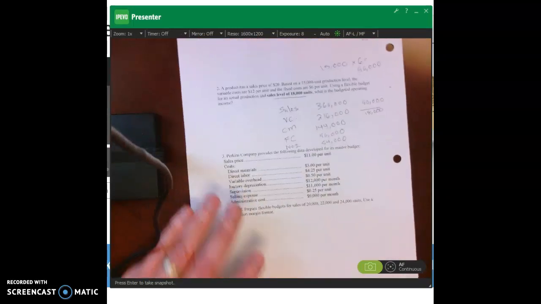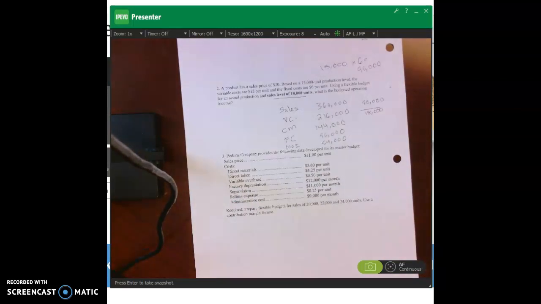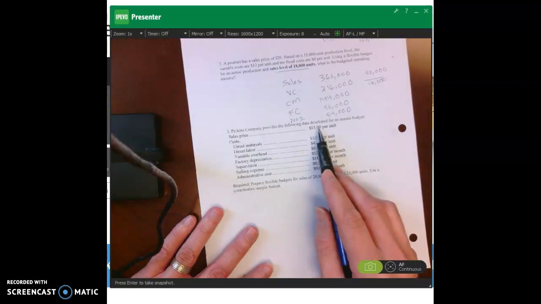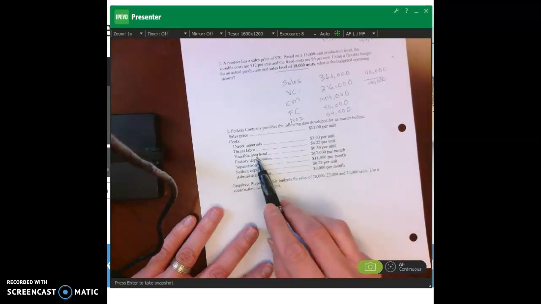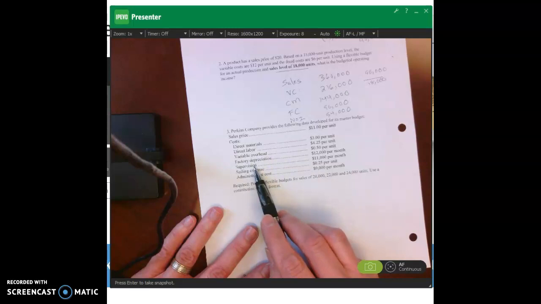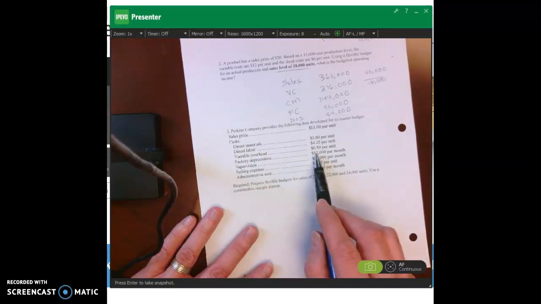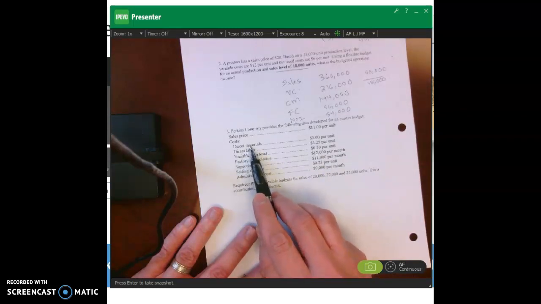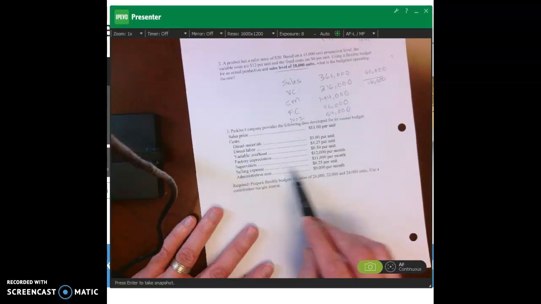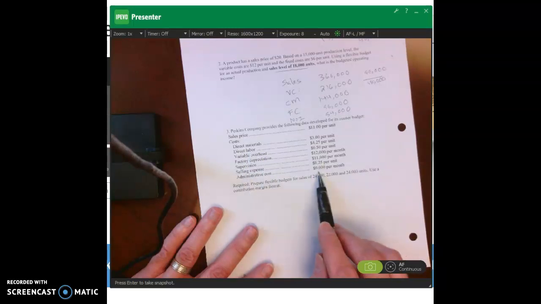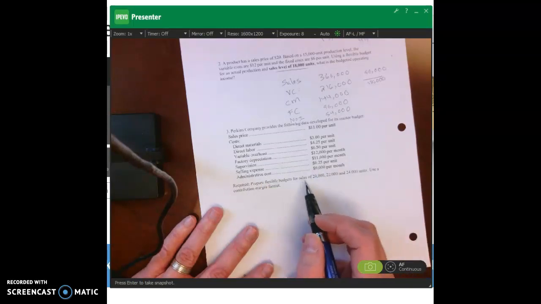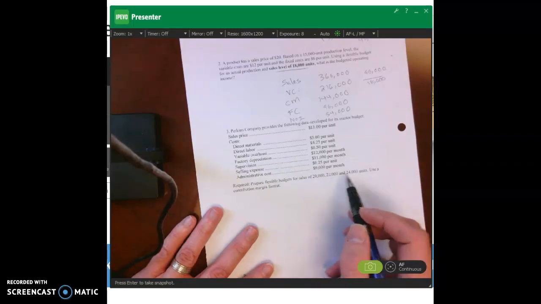Let's look at this final question, which is our Perkins Company. It provides the following data for its master budget. We have our sales price at $11. Our materials, labor, variable overhead, depreciation, supervision, this is fixed, this is fixed. Selling expense is variable, variable overhead is variable. Direct labor we know is variable. Direct materials we also know is variable. Selling is a variable cost, administrative is fixed at $9,000 per month. Prepare flexible budgets for sales at 20,000, 22,000, and 24,000.